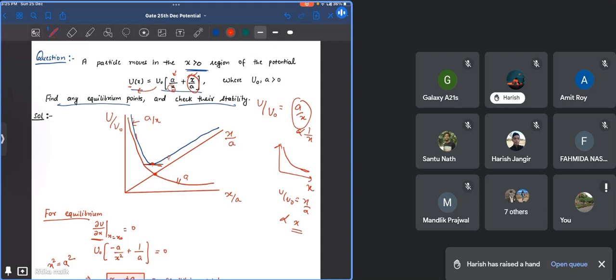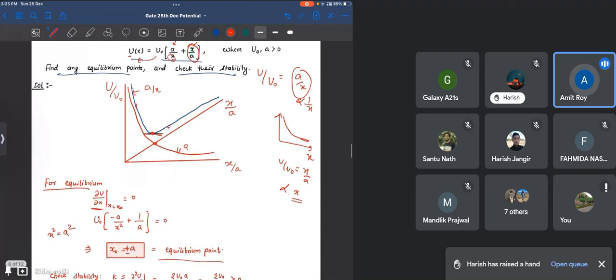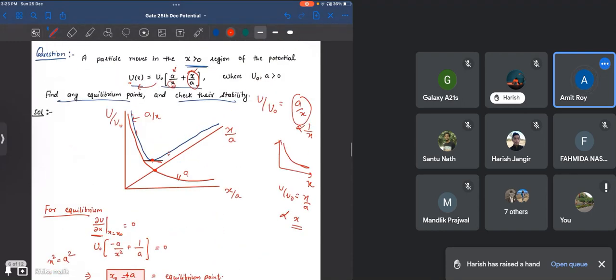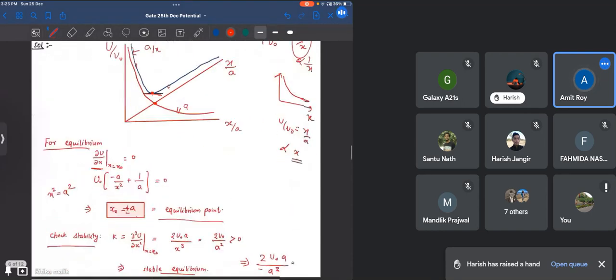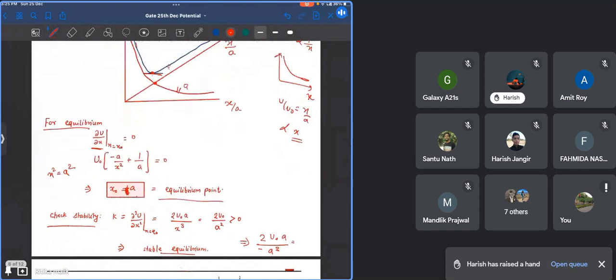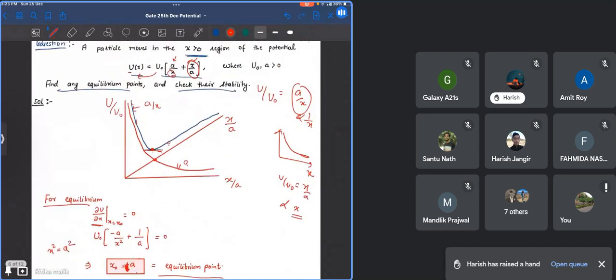So there should be an unstable equilibrium as well. I don't know where this one lies. No, ma'am, there will be only one equilibrium because in the question it is given that a should be greater than 0. So a should be positive. Oh, sorry. Yeah, that's right. So there should not be any negative case. So we will just have one stability point.